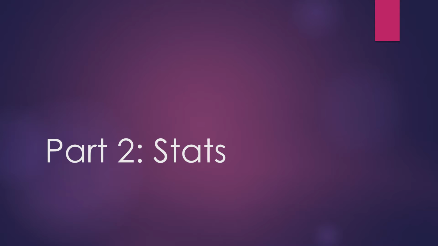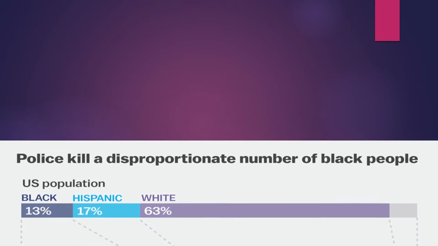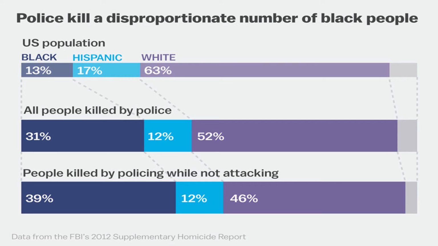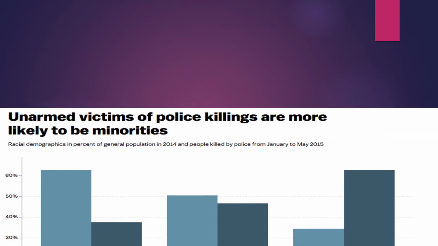And I want to tackle the criminal justice system from another angle, and that is one of statistics. So we're going to go through just some of the images and some of the ways to think about the criminal justice system. The first graphic you see here is: police kill a disproportionate number of black people. They're 13% of the population, but 31% of the people who are killed by police.